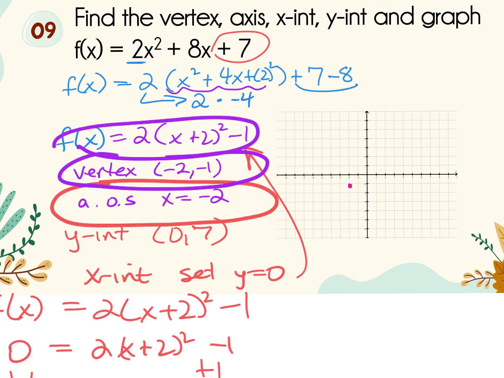Then I'm going to graph my y-intercept. It's at (0, 7). And then I'm going to add in my axis of symmetry, which is going to be this imaginary line that goes through the vertex at x equals negative 2. And now I can use the reflection across that axis of symmetry to get my points. Now I could also approximate my x-intercepts as well. But let me go ahead and connect. And there's your parabola shape.